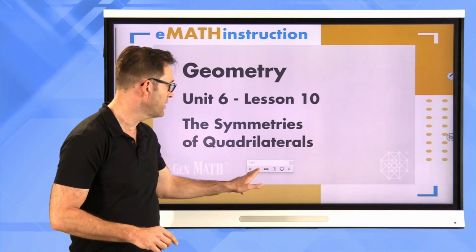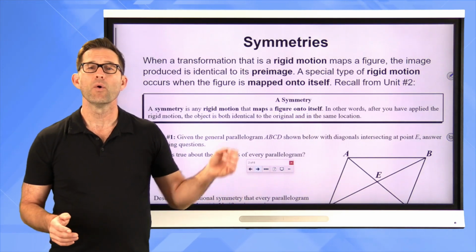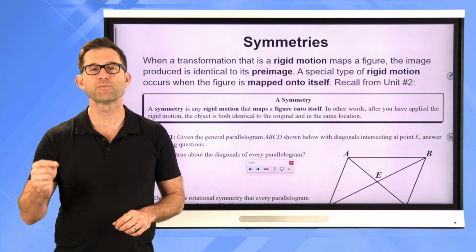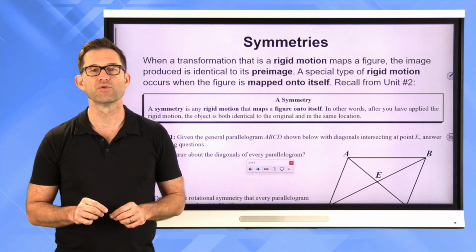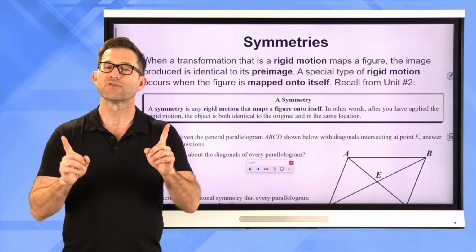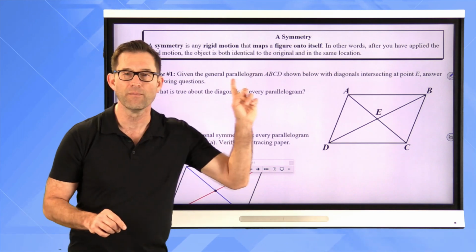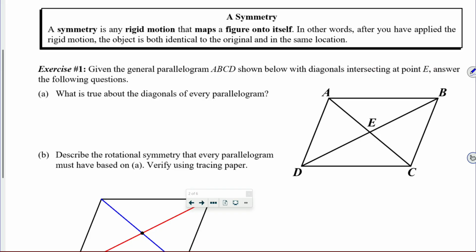So let's jump right into it and let's remind ourselves of what a symmetry is. Now, when a transformation is a rigid motion, we know that it maps a figure. The image produced is identical to the pre-image. But a special type of a rigid motion occurs when the figure is mapped onto itself. Okay? So recall from Unit 2, because we've already talked about symmetry once before, let's take a look at its definition again. A symmetry is any rigid motion that maps a figure onto itself.